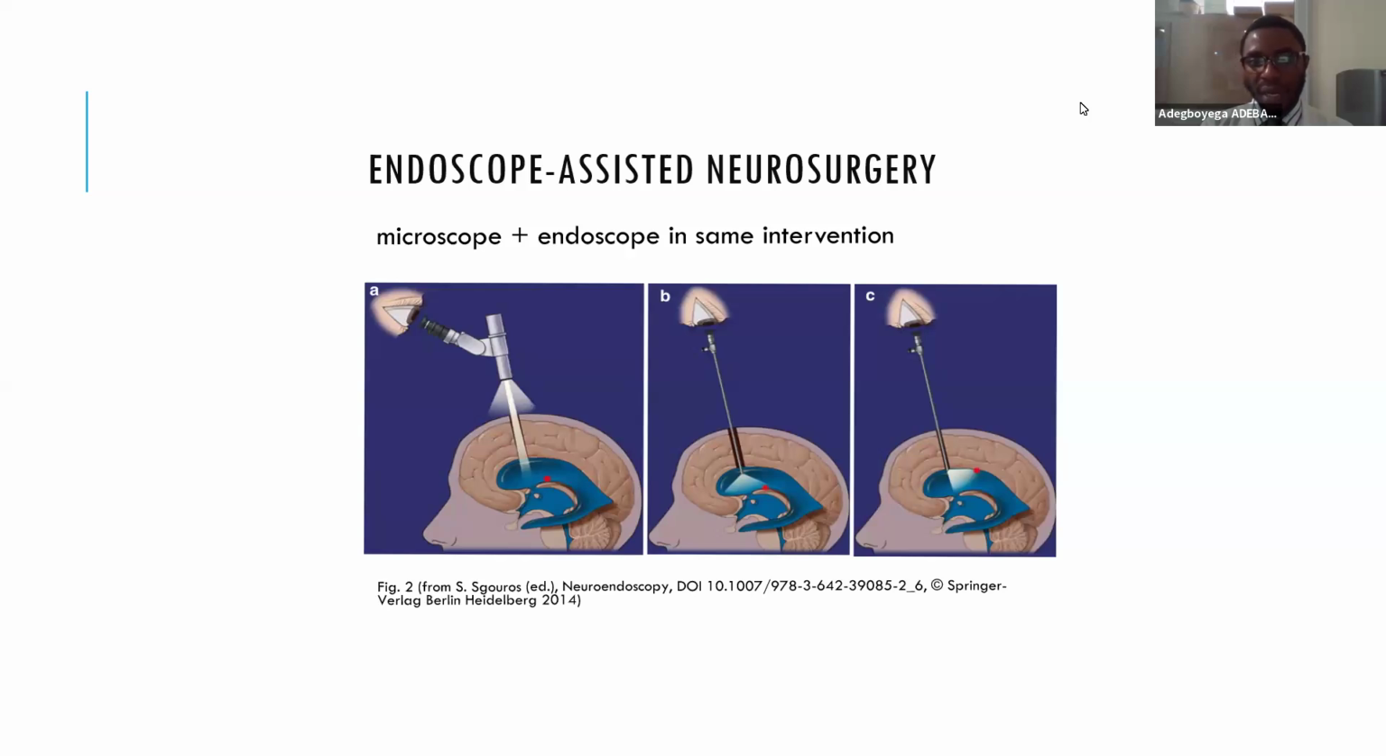The microscope provides high-definition, three-dimensional images, but is limited by the fact that the observer can visualize only structures that are situated in the direct line of sight of the scope. This is where the utility of the endoscope becomes apparent. It gives the surgeon a panoramic view of the surgical field and also allows the surgeon to look around corners, as you can see in the second and third images.